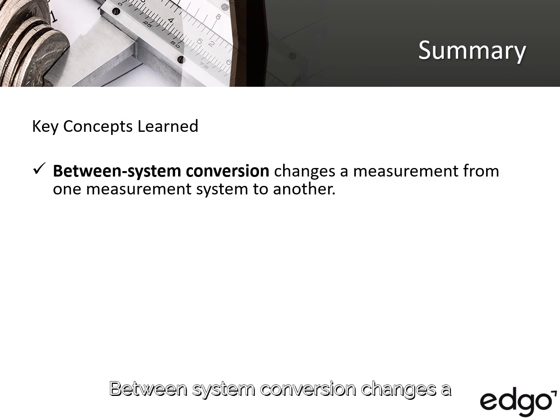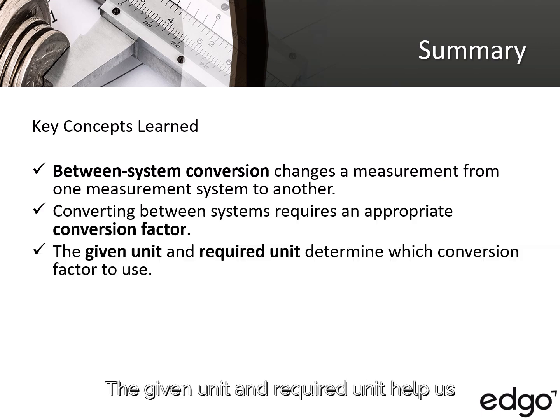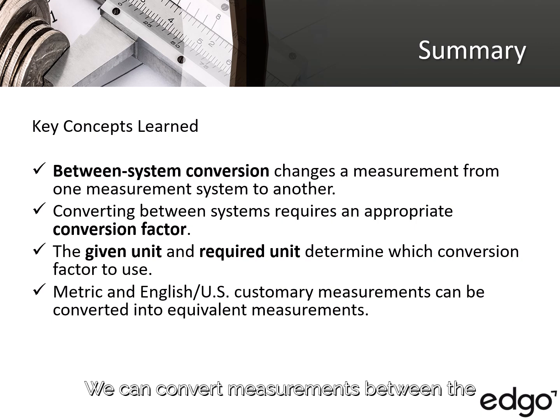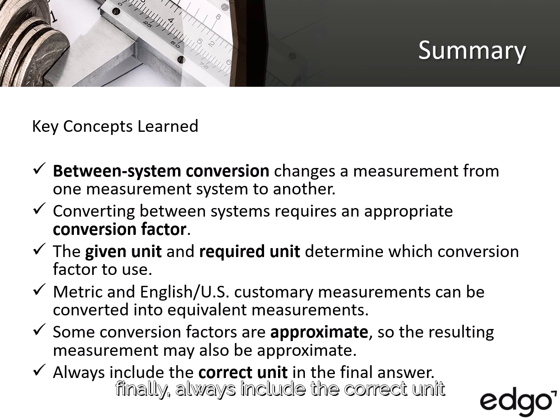Let's review the key concepts we learned. Between system conversion changes a measurement from one measurement system to another. To do this, we need an appropriate conversion factor. The given unit and required unit help us determine which conversion factor to use. We can convert measurements between the metric and English or US customary systems while keeping the measurements equivalent. Some conversion factors are approximate, so the resulting measurement may also be approximate. And finally, always include the correct unit in your final answer.